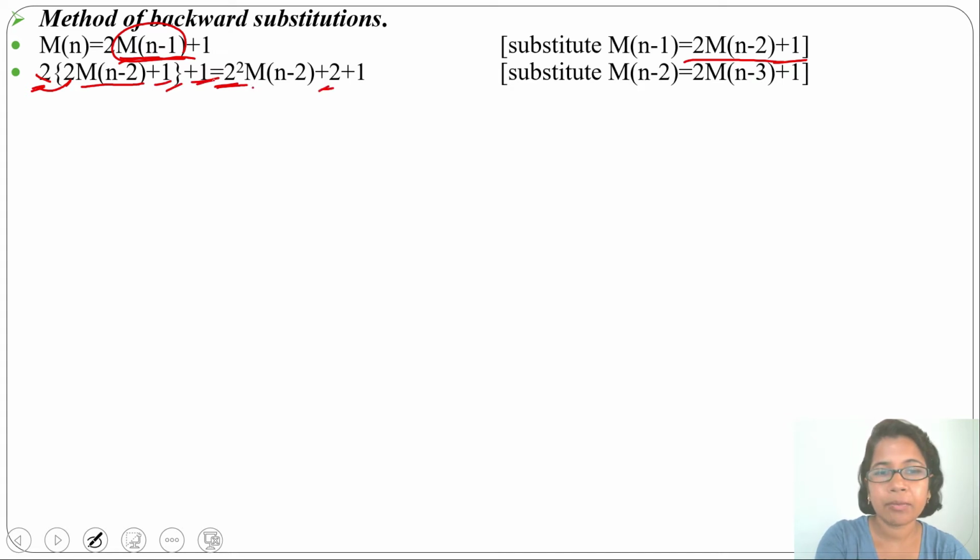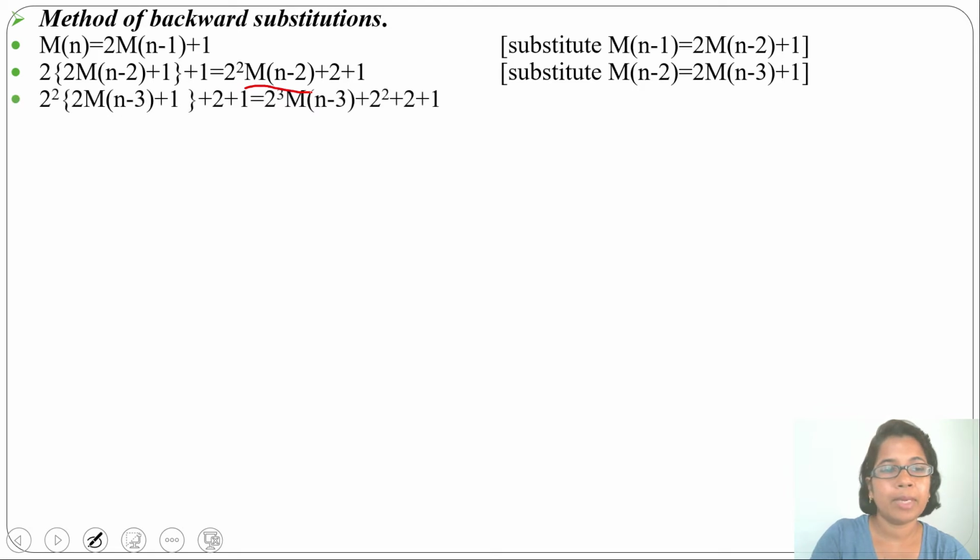Next, in place of M of n minus 2, we can substitute 2M of n minus 3 plus 1. Now before there is 2 square, in place of M of n minus 2, we will substitute 2M of n minus 3 plus 1. So just multiply this 2 square multiplication 2, it will be 2 power 3. Then M of n minus 3, then 2 square multiplication 1 will be 2 square. Before there was 2 plus 1. Like this it will continue.